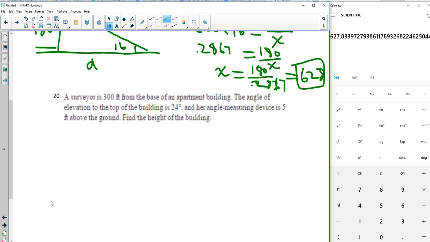Okay, a surveyor is 300 feet from the base of an apartment building. The angle of elevation to the top of the building is 24 degrees, and her angle measuring device is 5 feet above the ground. Find the height of the building. Okay, so she has a measuring device. I'm going to draw it right here. And that device is looking up at a measure of 24 degrees. All right, so that device is 5 feet off the ground.